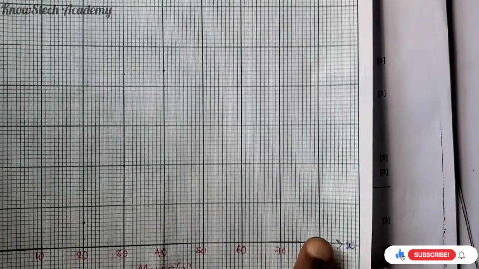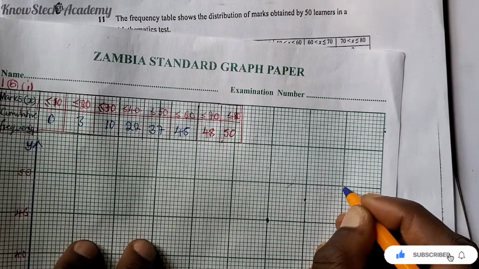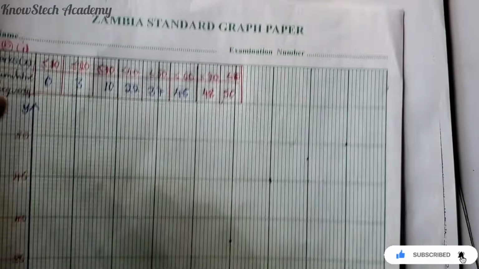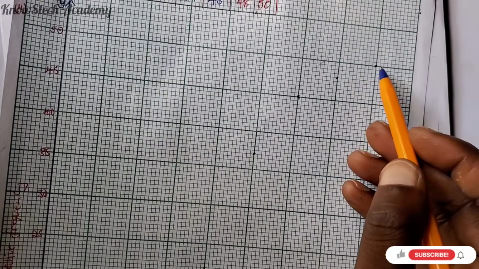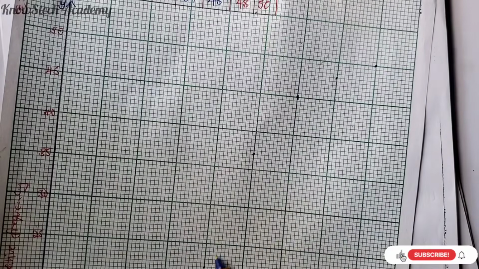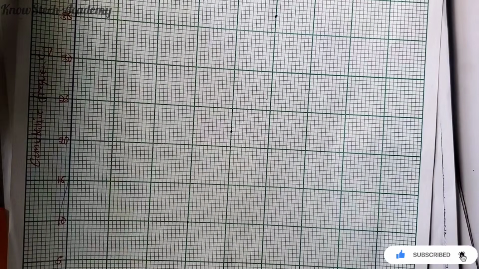The last coordinate is 80,50. 80 here. Then we go straight to where 50 is. So 80,50 is here. So these are the points. Now let's draw a smooth curve.